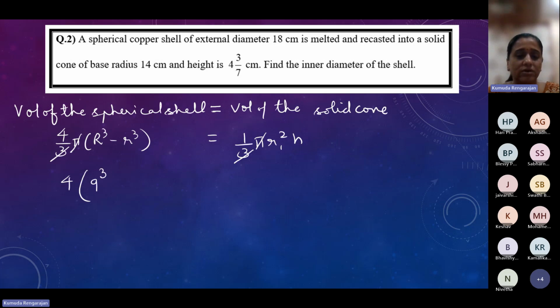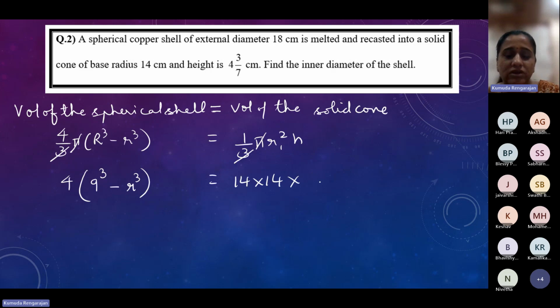So 9 cubed minus r cubed, the internal radius we don't know and have to find, is equal to radius of the cone, 14. So 14 into 14 into height of the cone, 4, 3/7. So that's 28, 31/7 it is. And all the values are in centimeter.